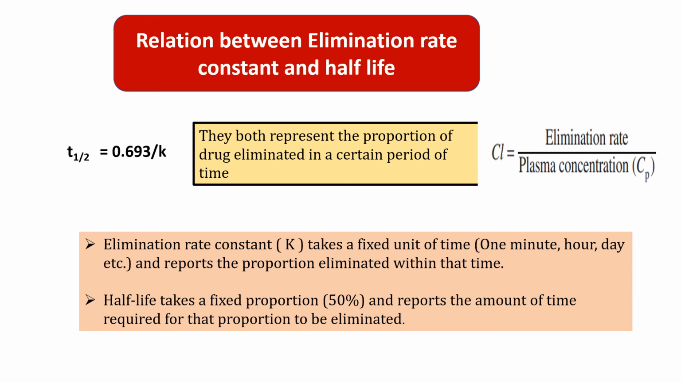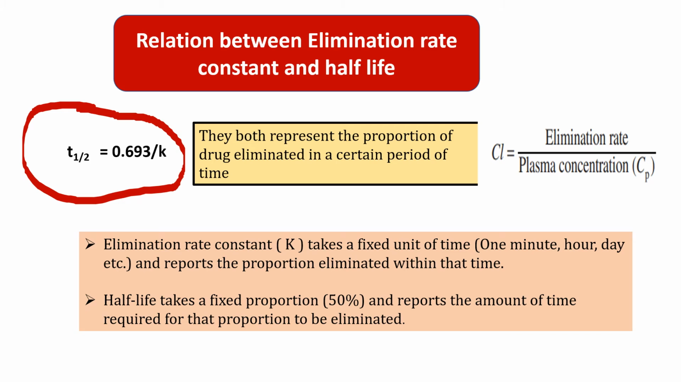So we have read about the half-life. This is the most common formula: T half is equal to 0.693 over K. This is easy to remember also. It defines the association between the T half and the elimination rate constant. So both represent the proportion of drug eliminated in a certain period of time.